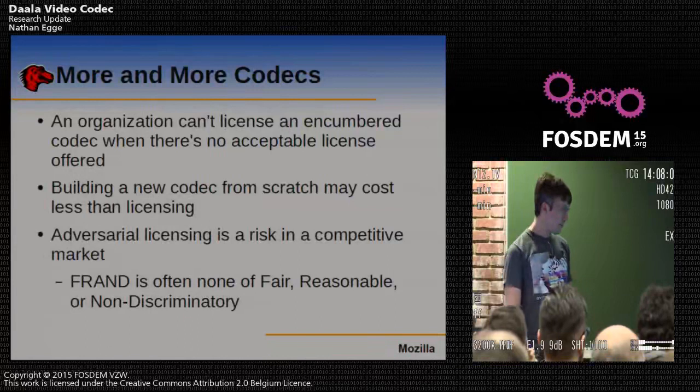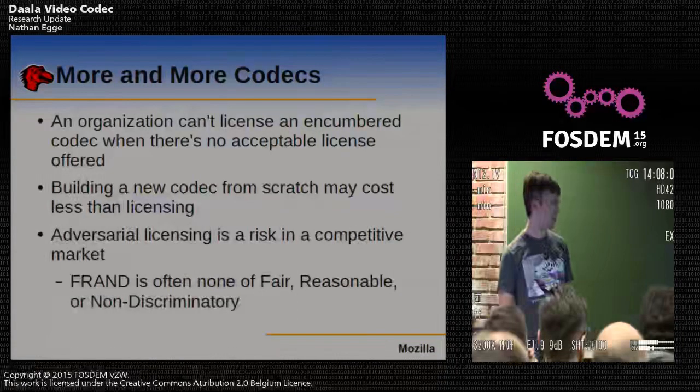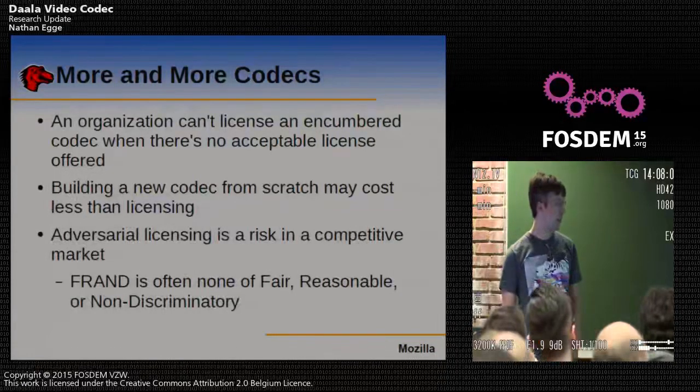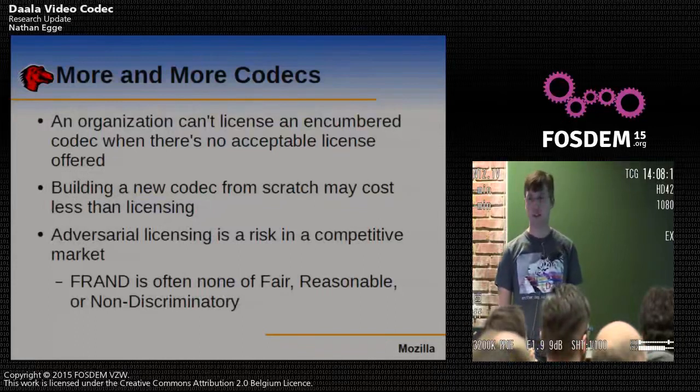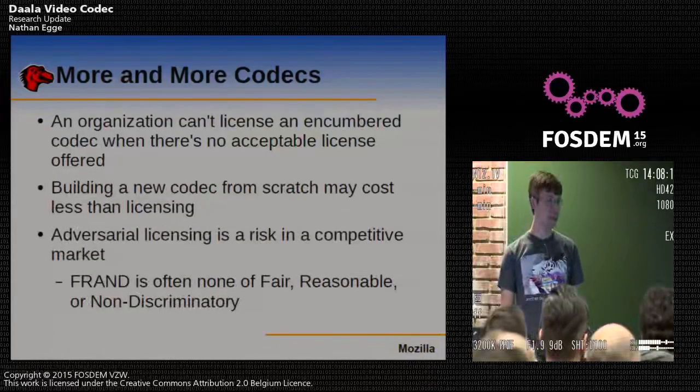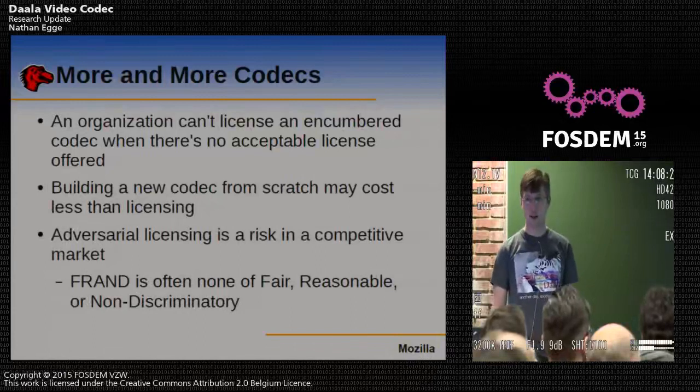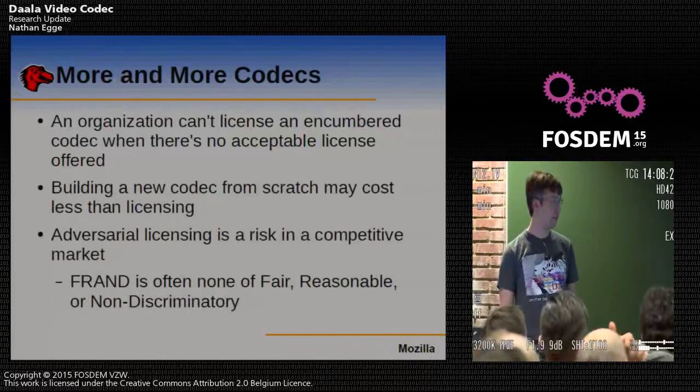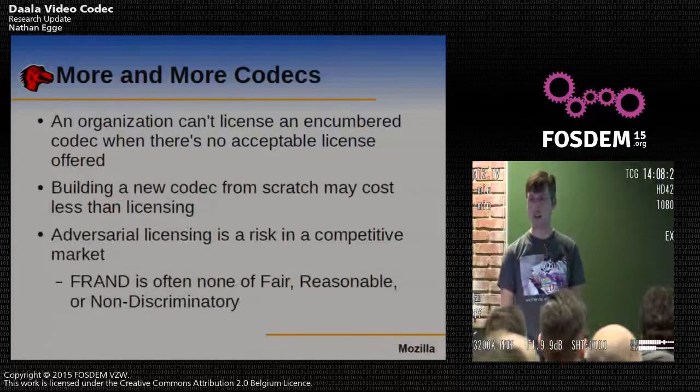And of course, this adversarial licensing is a huge risk in a competitive market. FRAND is often none of fair, reasonable, or non-discriminatory. There was an FTC hearing in June of 2011 where the intellectual property advisor for a large networking company said that FRAND meant she had to call and sign an NDA before she could get licensing terms. And if she's under NDA, she can't talk to other people about their licensing terms for the same technologies. How is this possibly reasonable and non-discriminatory?